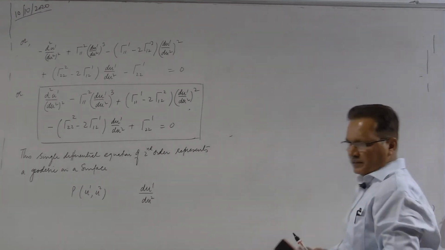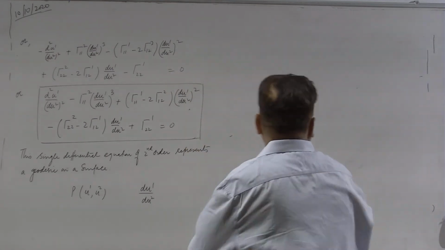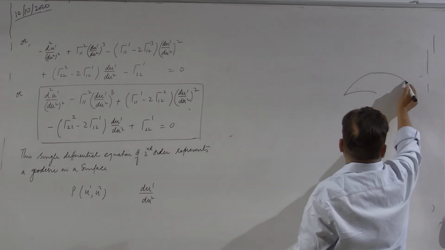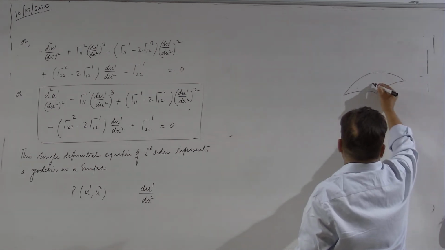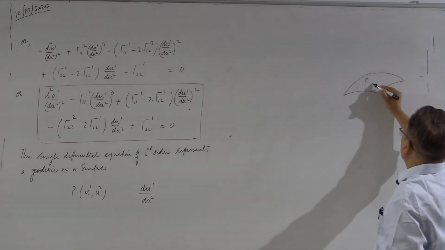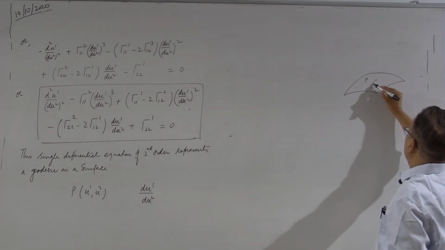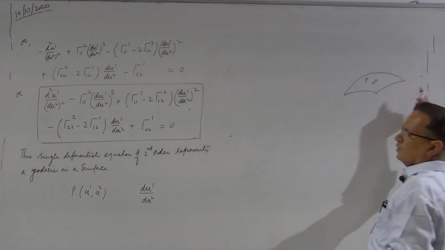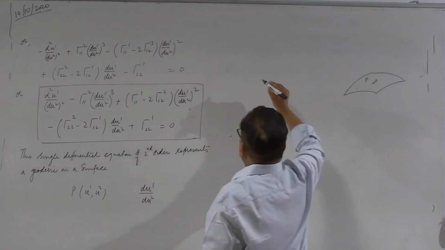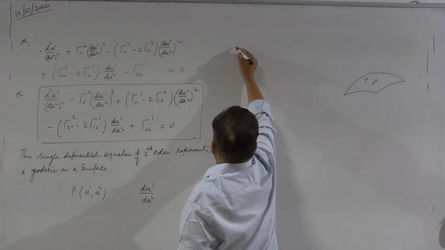So, the situation is like this: on a surface, suppose I start from this point P and I think of this direction, then there will be a unique geodesic going along this direction. Okay, so this gives rise to a theorem.